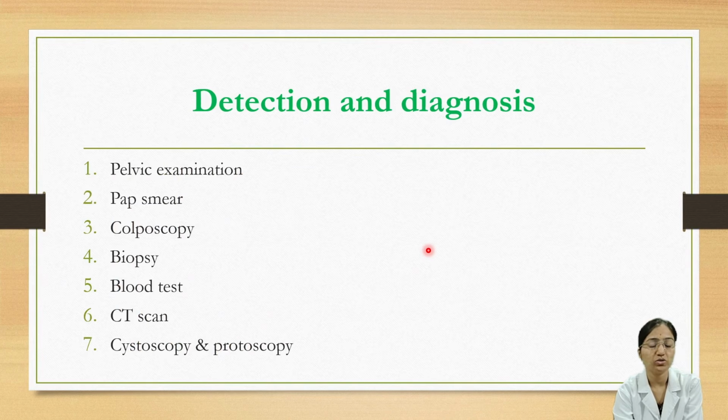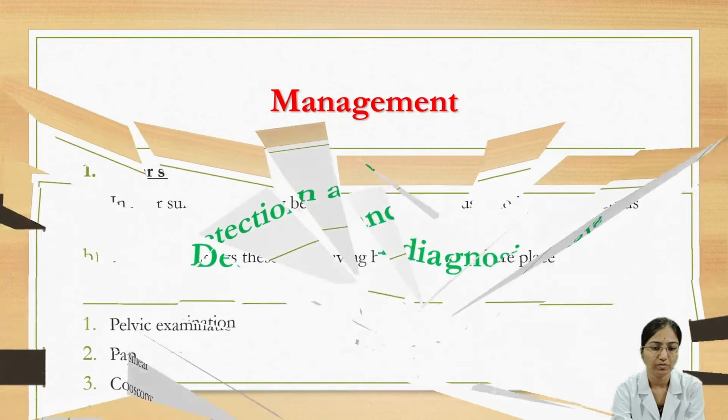Next, we'll see the diagnostic evaluations. Detection and diagnosis: first and foremost, there will be the physical examination, and history collection is a must. After that, pelvic examination, pap smear, colposcopy, and biopsy are needed. Blood test, CT scan, and then cystoscopy and also proctoscopy. These are the mandatory diagnostic tests for cervical cancer.